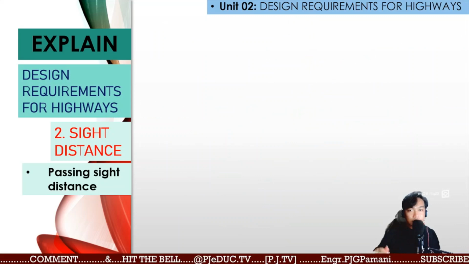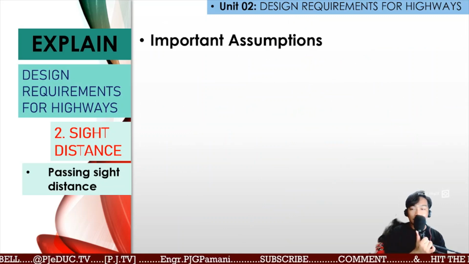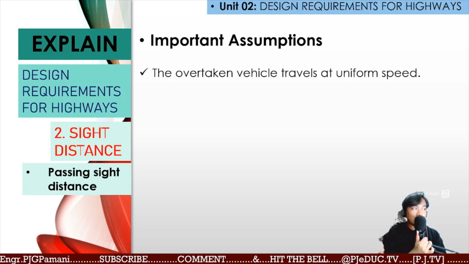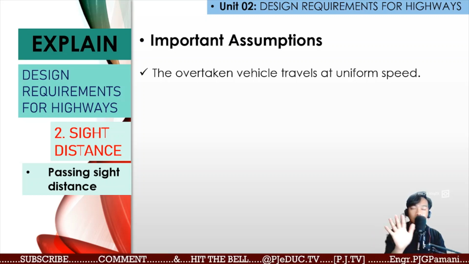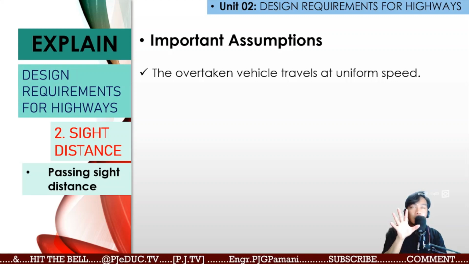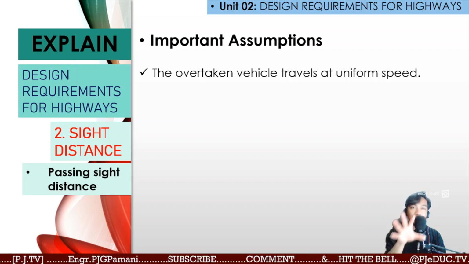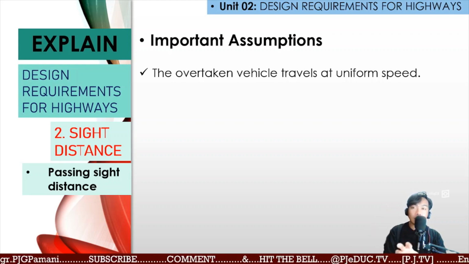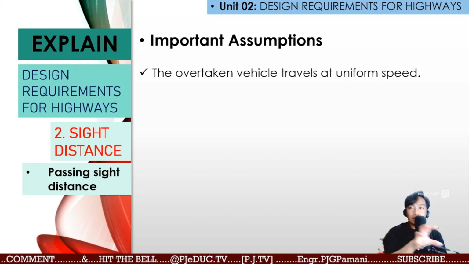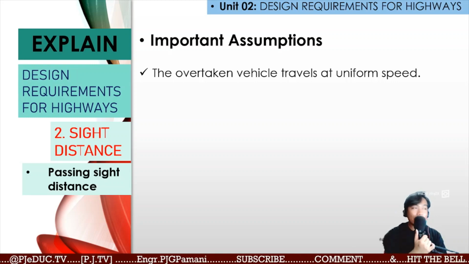Now, important assumptions whenever you are performing passing sight distance or designing passing sight distance. First is for you to overtake, the vehicle travels at uniform speed. Don't forget that. Constant speed. Once you have changed your speed, you will then change the equivalent time of perception and reaction, and as well as the equivalent distance on D3 and D4. As well on D2. Kasi pag bumagal ka at beyond that, babagal din yung isa or mag-speed up yung isa, and then collision will eventually happen.